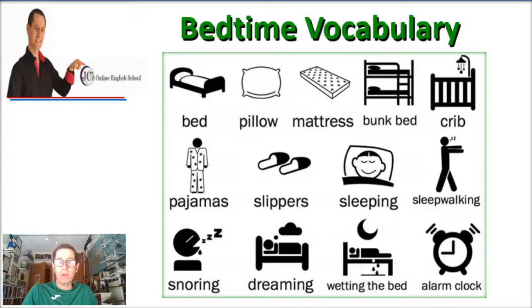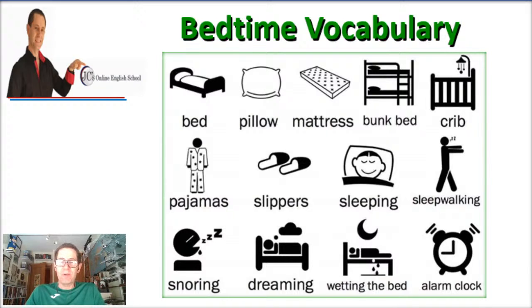And sleepwalking, ooh, baby. I did that once when I was very, very young, about 4 or 5 years old. That's what my parents told me. I've never done it again, as far as I can tell. But sleepwalking, ooh, baby. Okay, next one is snoring.